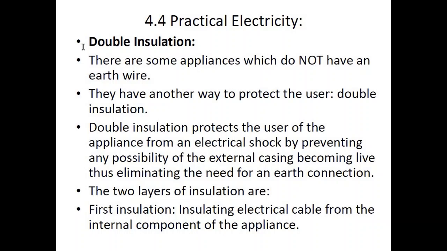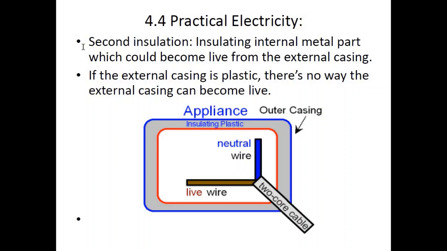How do they do that? There are 2 layers of insulation. The first insulation covers the electrical wire from the mains, and it insulates the electrical cable from the internal components of the appliance, such as its casing, whereas the second insulation is inside the metal outer casing, so that even if a wire becomes frayed, it would only touch the insulating plastic, and that current would not be able to reach the outer metal covering. Here is a diagram which can make you understand.